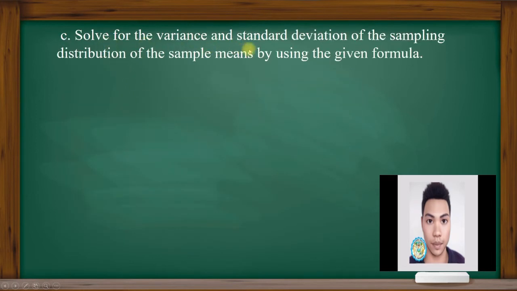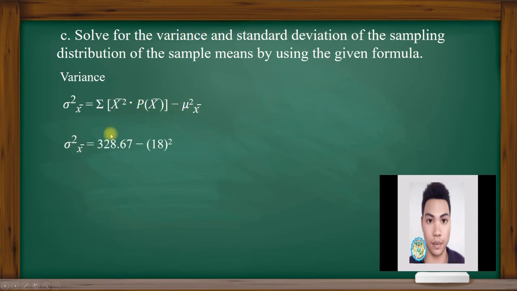To solve for the variance and standard deviation of the sampling distribution of the sample means, we use the given formula. So ito yung formula natin sa ating variance, which is the summation of the product of the square of the sample means and the probability of sample means minus the mean of the sample means. Okay, so ito yung kanina dun sa ating step B dito. So 328.67 minus 18. So, saan mo nakuha itong 18? Ito yung kanina yung mean ng sample means.